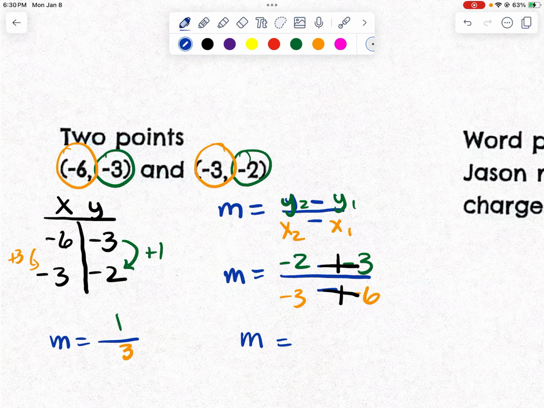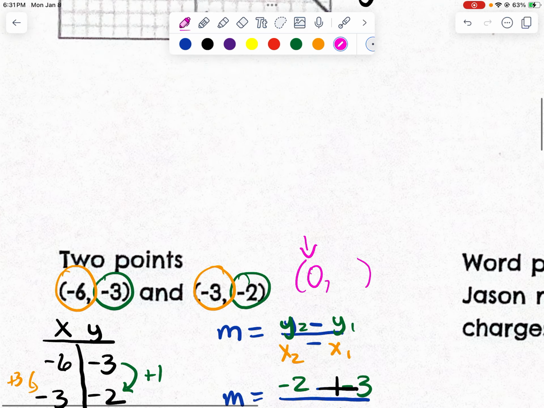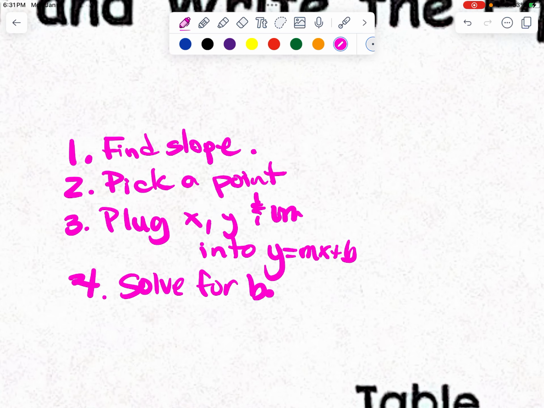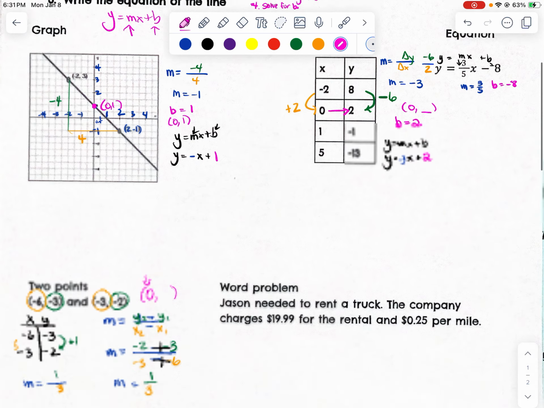So on top, I would get -2 plus 3 is 1. And on the bottom, -3 plus 6 is 3. So either way, I get 1/3 as my slope. Now, if I'm looking at this right now, I don't have a point that has a 0 for my x value. And since I don't have that, we need to go up here to remember what it said up here. First, I find the slope, and I've done that. Now I need to pick a point and plug it into y equals mx plus b.